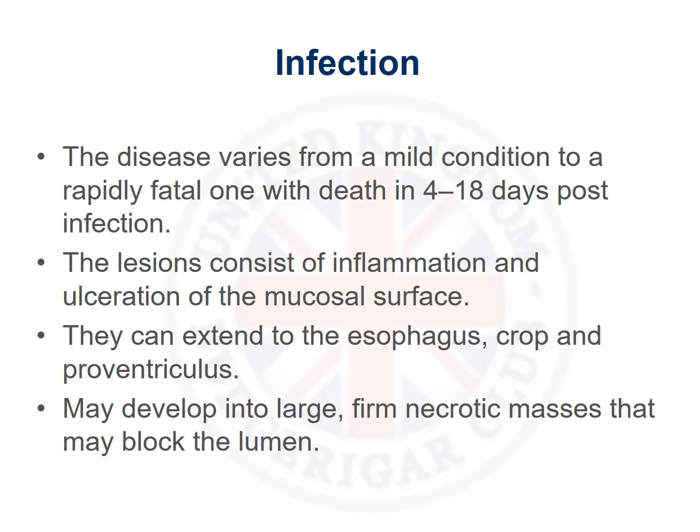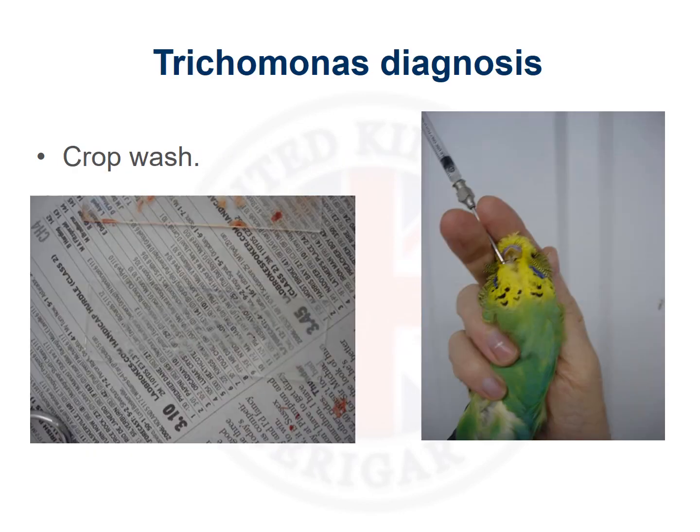You get inflammation and ulceration on the mucosal surface, and it can work its way down into the esophagus, crop, and proventriculus as well. And you can get large necrotic masses that stop the bird from swallowing food, for example. And the diagnosis for this is we do a crop wash. We instil some saline into the crop of the bird, swill it around, pop this onto a microscope slide, and if there's trichomonas there, we'll see it wiggle on that slide.